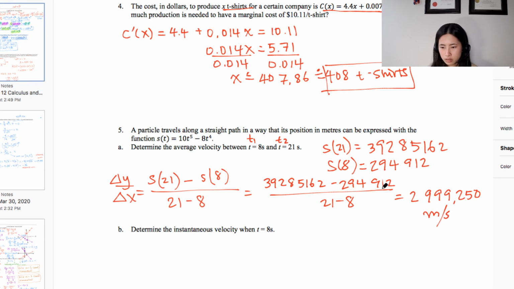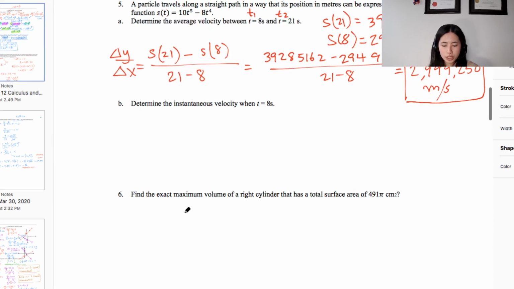2,999,250 meters per second, because it's velocity. Velocity is basically distance over time, so we're taking meters per second. Okay, great. So determine the instantaneous velocity when t is equal to 8 seconds.